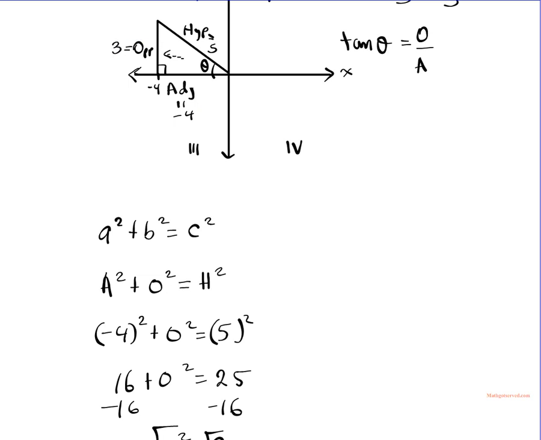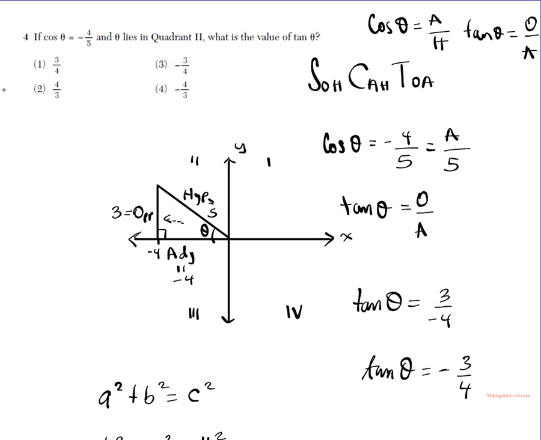So since the opposite is 3, and mind you, the adjacent is negative 4, that tells me that tan theta, opposite over adjacent, is 3 over negative 4. You can just write it tan theta equals negative 3 over 4. It doesn't matter where you put the minus. So there you have the answer. Your final result for number 4 is option 3. All right, now let's move on to number 5.